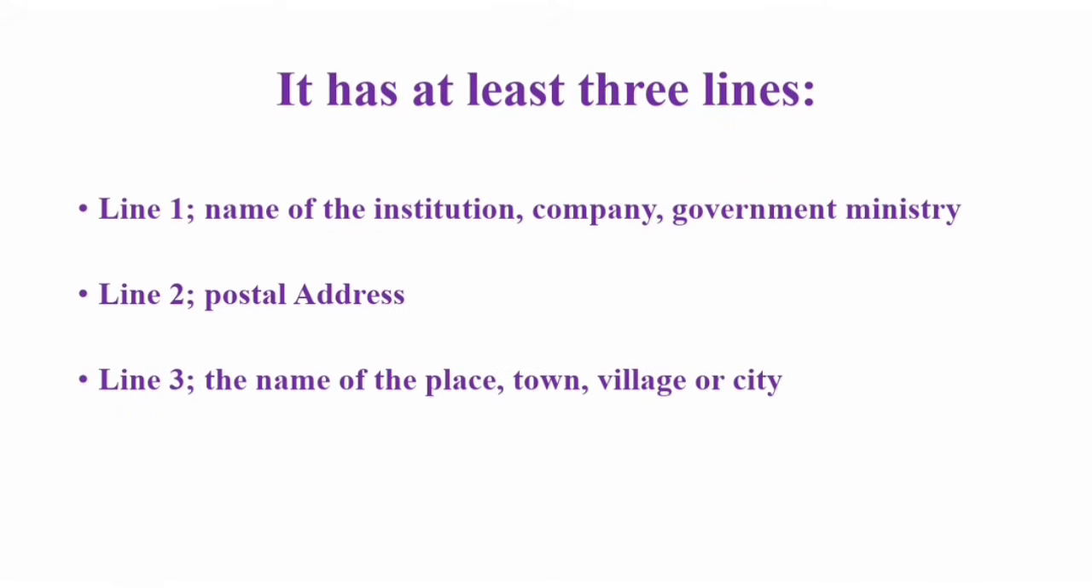The first line contains the name of the institution, company, or government ministry, and many others. The second line contains the postal address. The third line contains the name of the place, town, village, or city of the writer.